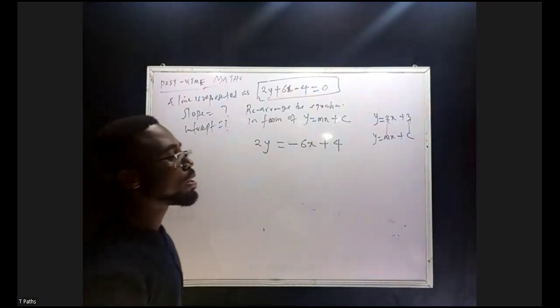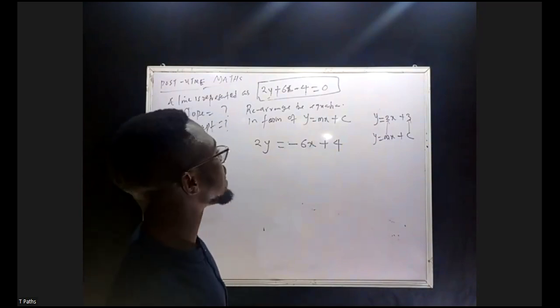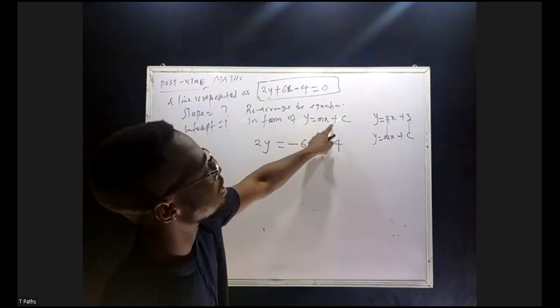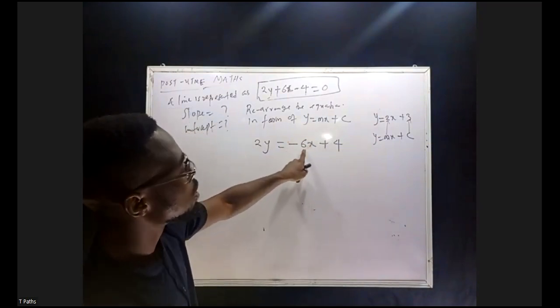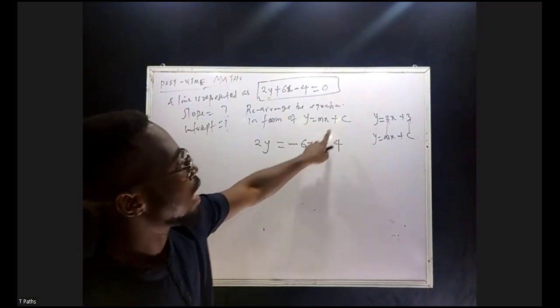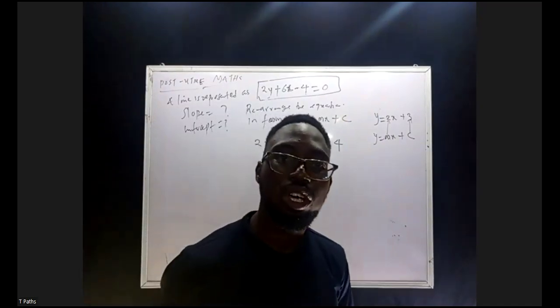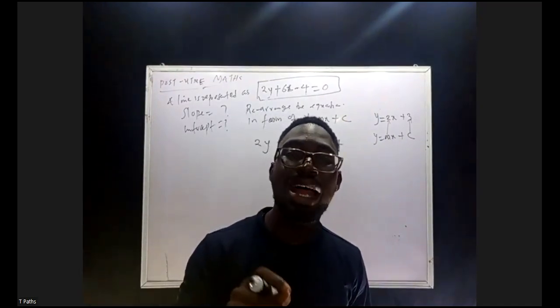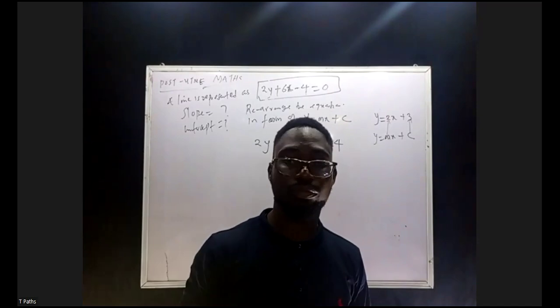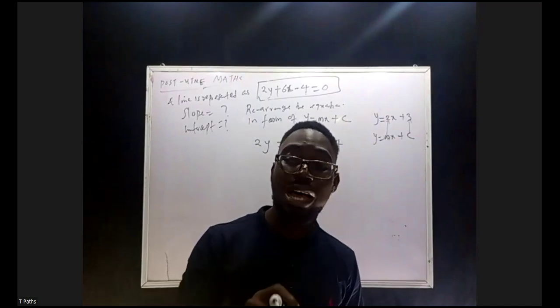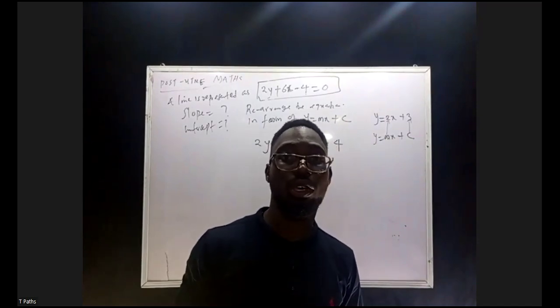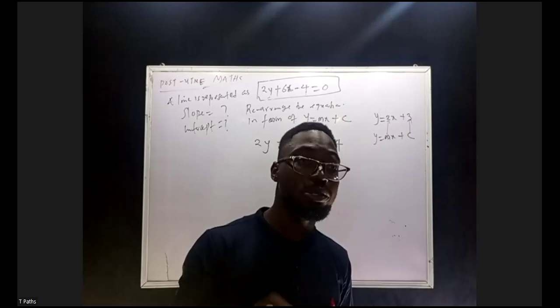Some students will now make a mistake. They will say that it is now looking like this, and that the slope is minus 6 and the intercept is 4. You are going to see that in your options.